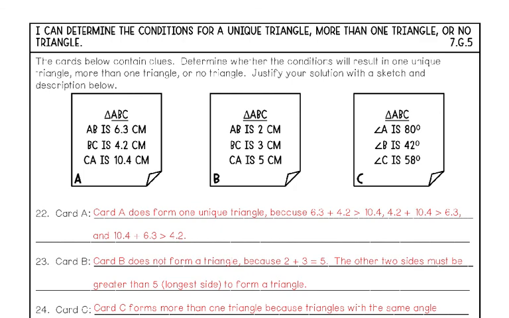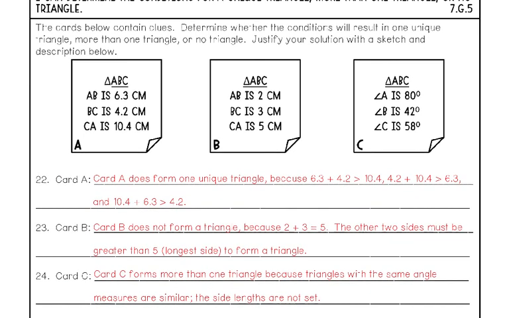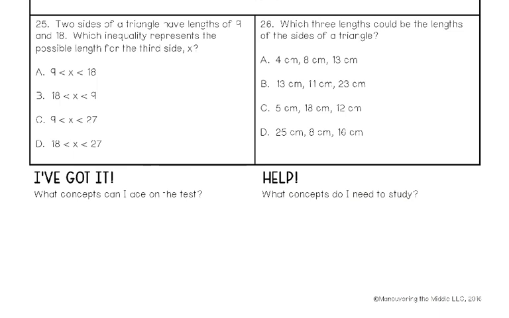And then card C, you're given three angle measurements. So since all three of these add up to 180 degrees, this definitely forms one triangle. But since you could change around the order of what is connected to what, it can form more than one unique triangle. And then for 25, we're going to be given two sides of a triangle with lengths of 9 and 18. And your job is to figure out what could be the possible side length for the third side.